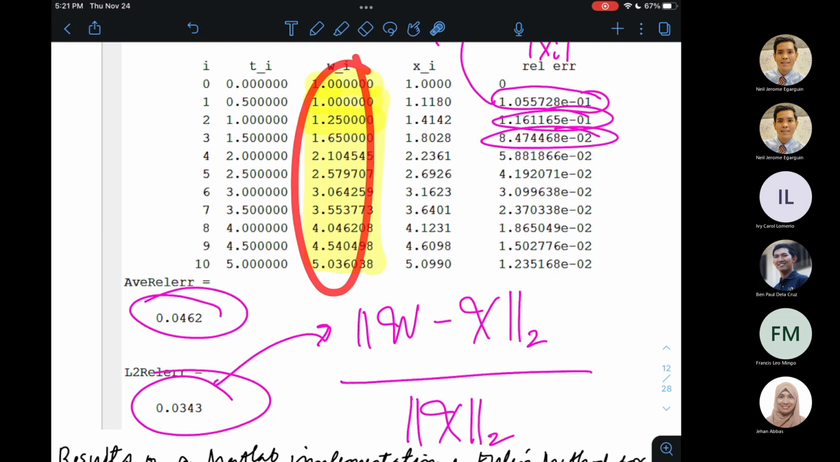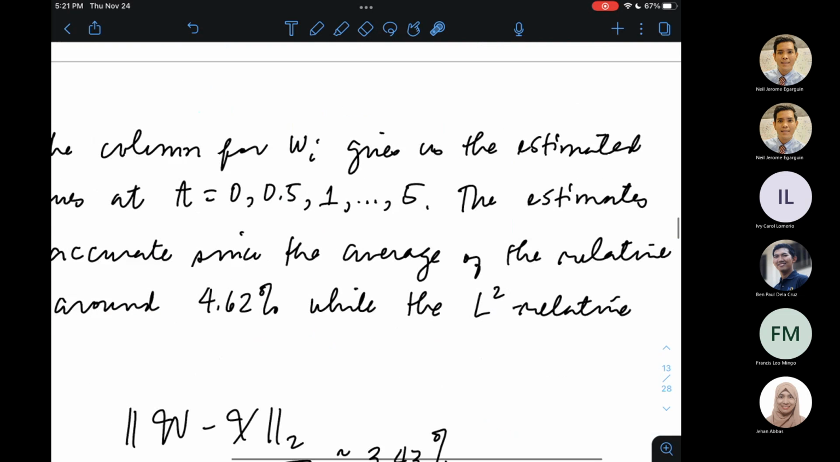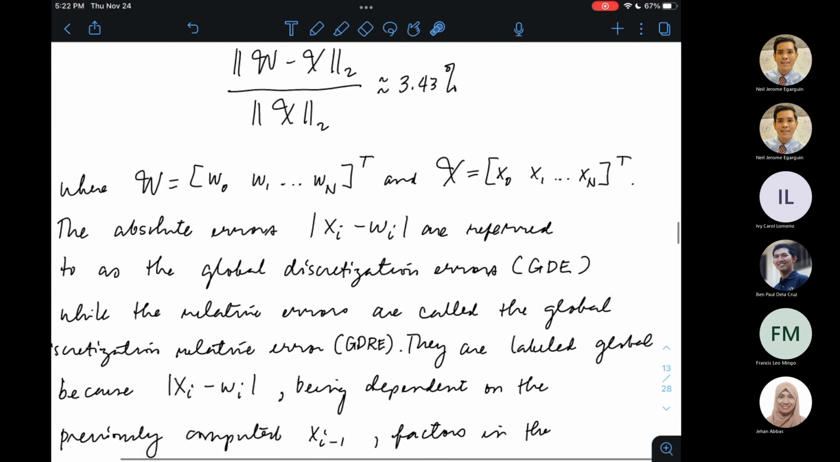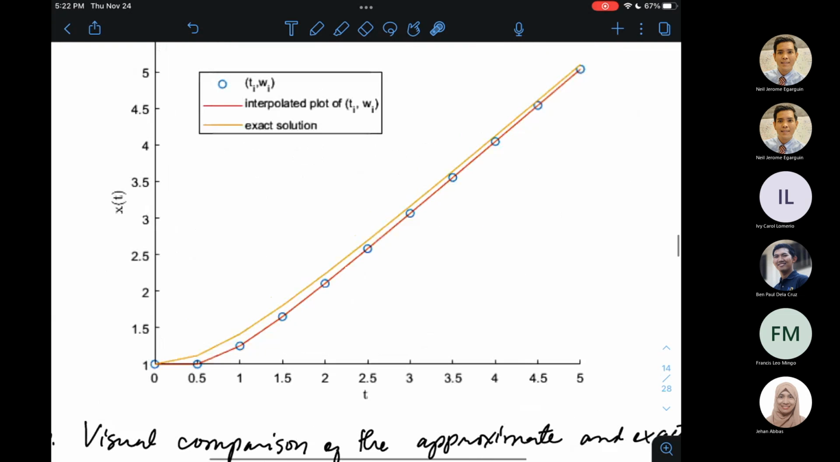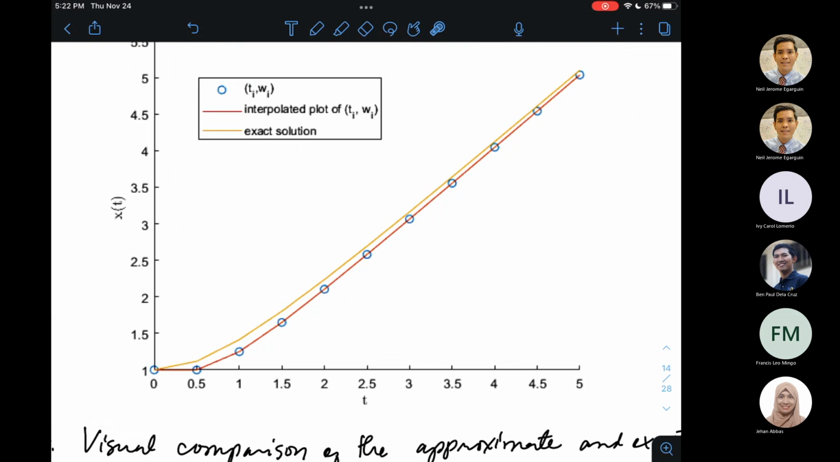table lang yung nakikita. Ano? Usually, it's better to express your solution in terms of graphs. A picture paints 1,000 words. So kailangan pwede tayo mag-insert ng mga pictures. So what I did here is to plot the actual solution against the interpolated solution or the interpolated approximate.